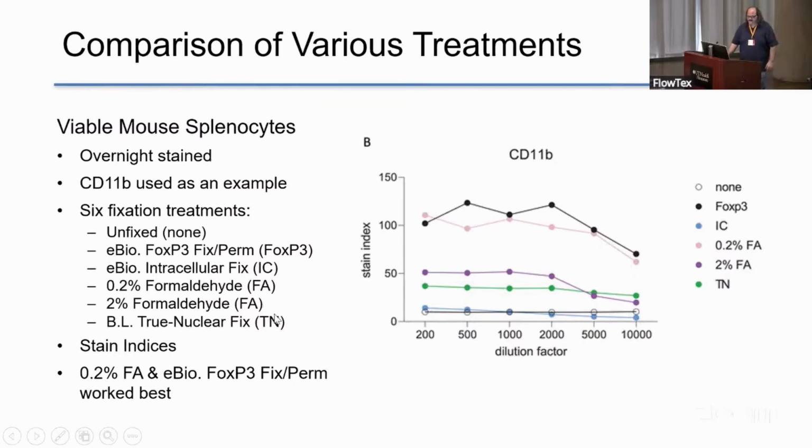Of course, we found out through this, once again, they're showing the stain indices as a one response thing. And they actually found that 0.2% formaldehyde and the FOXP3 fixation kit actually worked best among groups, which are these 2 up here.